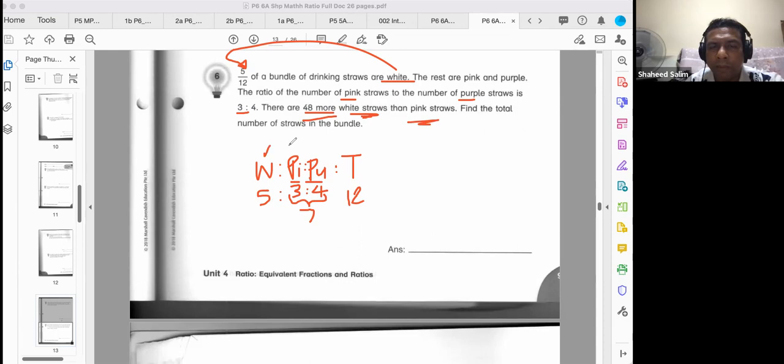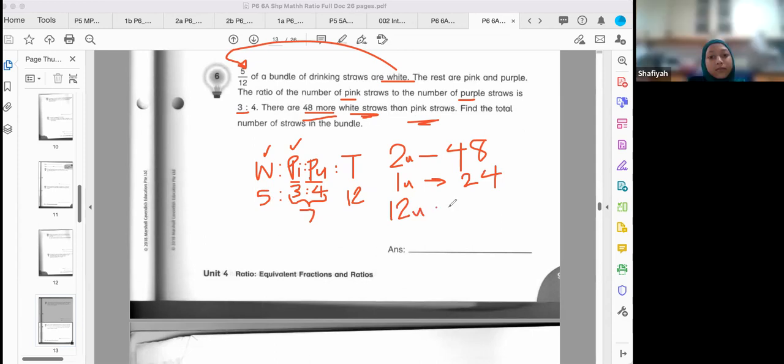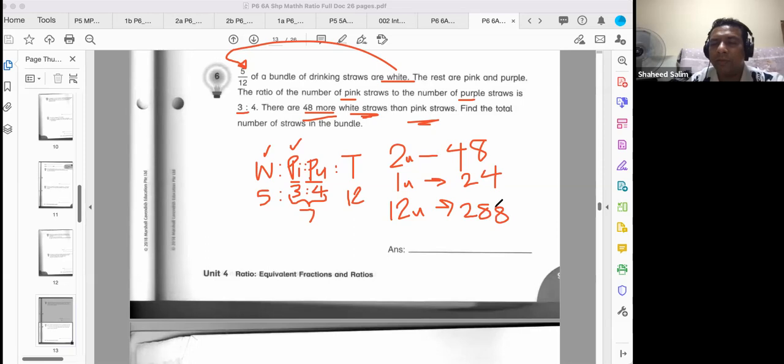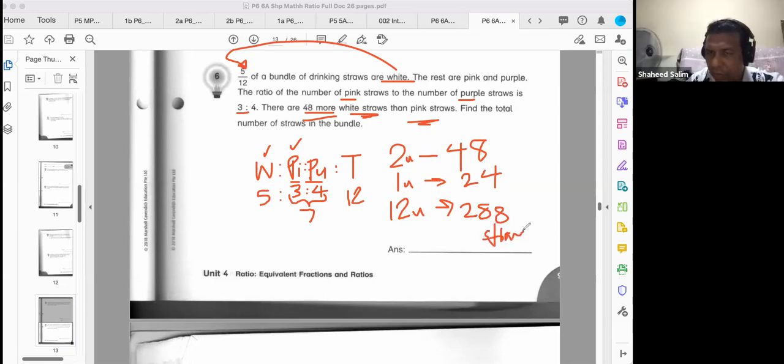White is here, pink is here. 5 minus 3 is 2 units. These 2 units are 48. 1 unit, you divide by 2, 24. Well done, Kashil, but no cm. This is straws. Divide by 2, you get 24. So how many units do you want to find? You want to find the total of 12 units, right? 12 times 24 is equal to 288. Well done. You guys are getting it.